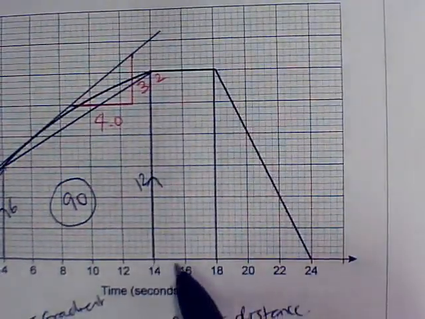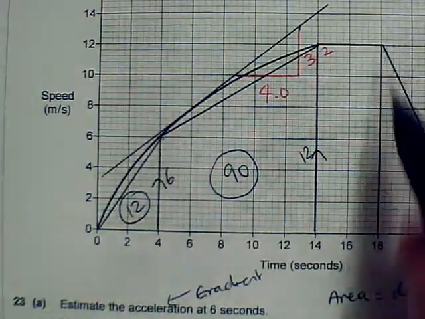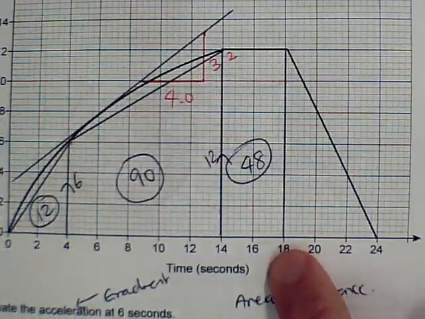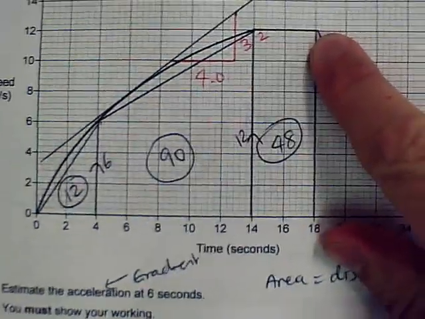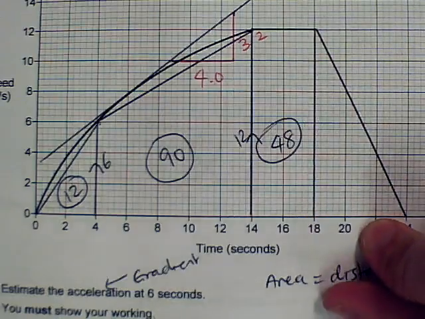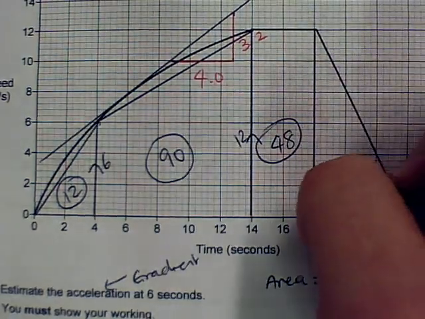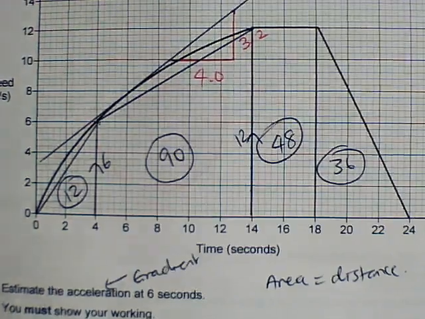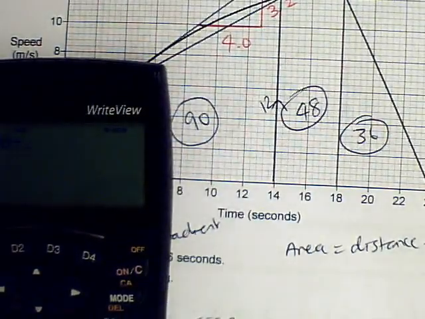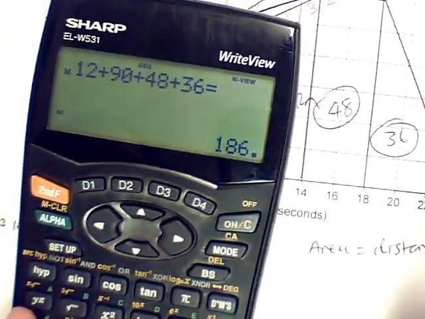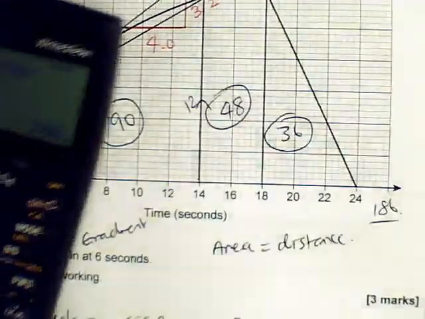So my next part, I'm doing 4 times 12. So 4 12s are 48. And for my next part, I'm doing 6 times 12 and then half it. So that would give me 36. Okay, and then I just need to add them together to give me my total distance. So I get 186, which is my total distance. And note that down on there.